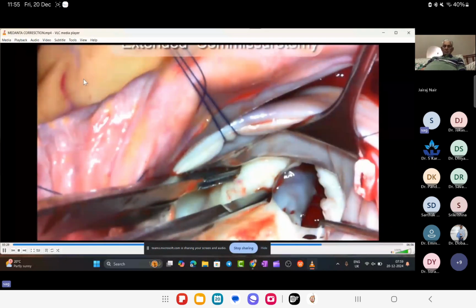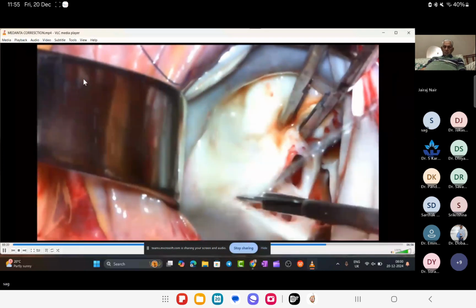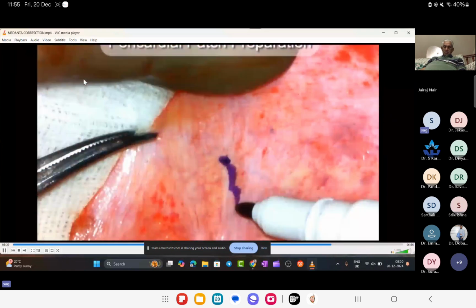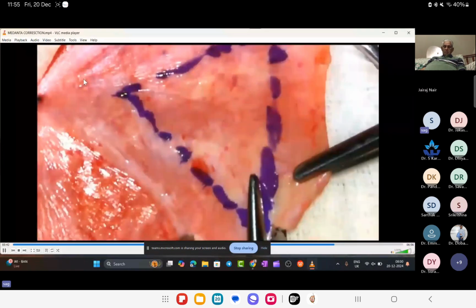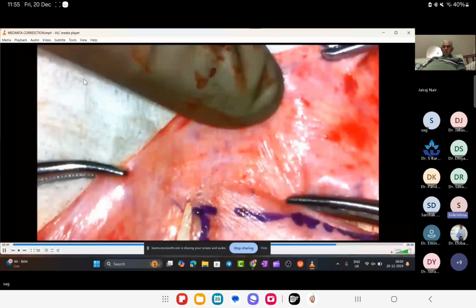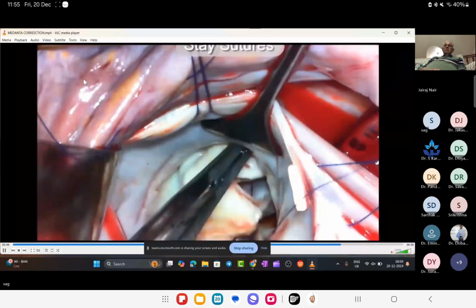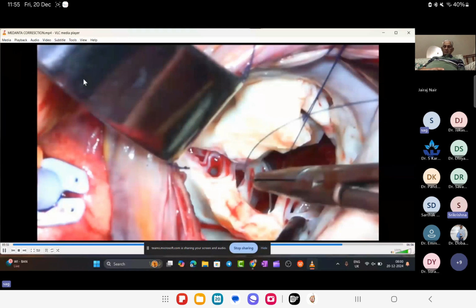The commissurotomy is extended up to the annulus. It's a very thickened calcific valve. Then along the annulus up to the trigone. Then a triangular piece of pericardium, which is glutaraldehyde treated, is inserted. Stay sutures on both sides.